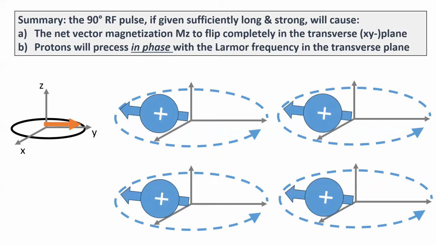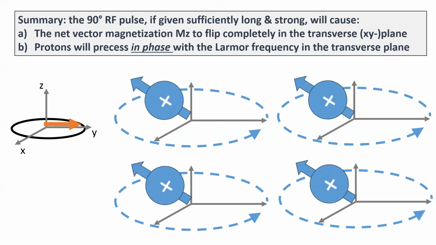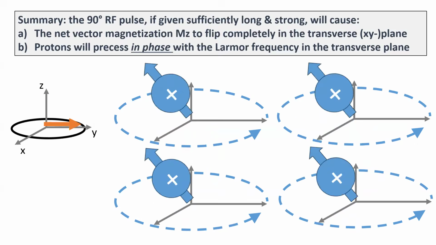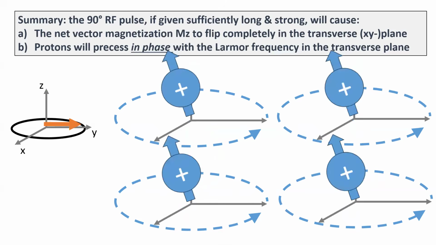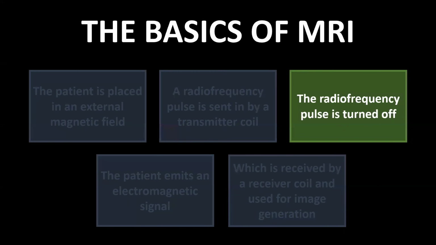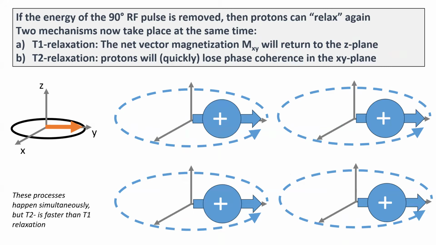So the longitudinal magnetization of the body flips in the xy plane, and protons are now precessing in phase with the Larmor frequency. And then we turn off the radiofrequency pulse. What happens then? Now those protons can relax again. So we were giving them energy to push them out of the longitudinal plane, out of the z-axis.